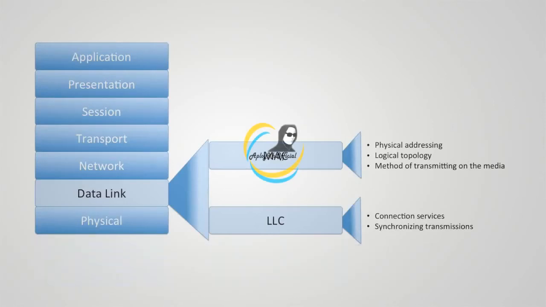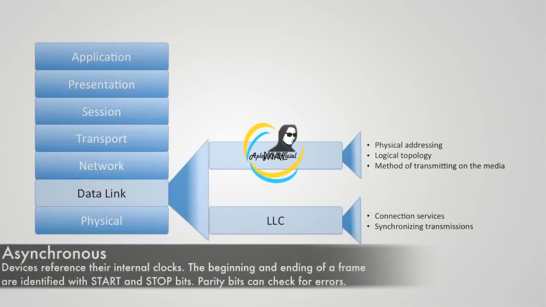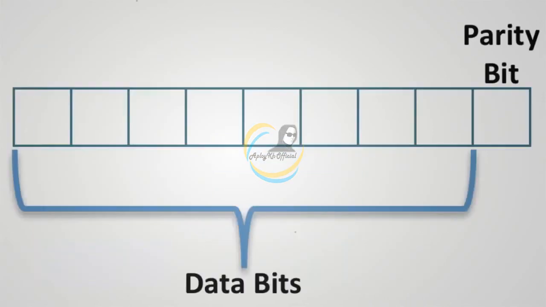Let's contrast that with asynchronous. With asynchronous synchronization, devices reference their own internal clock instead of looking to an external clock. And the sender is going to send a start and a stop bit that's used to indicate the beginning and the ending of a frame. And we can do some error checking here. Parity bits can be used to check for errors. We could use either odd parity or even parity.